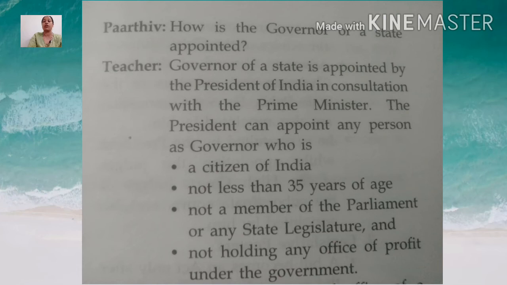The president can appoint any person as governor. The president has the power to appoint any person as a governor, but that person must meet some criteria. He or she must be a citizen of India, not less than 35 years of age, not a member of the parliament or any state legislature, and not holding any office of profit under the government. Means that person should not be a member of the parliament or any state legislature, or hold any office of profit under the government.